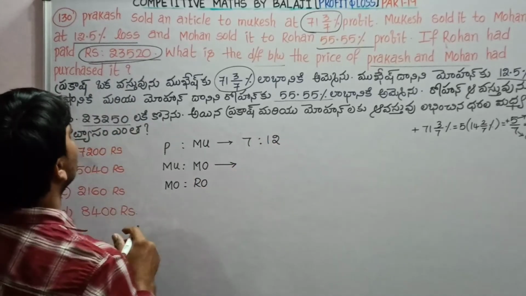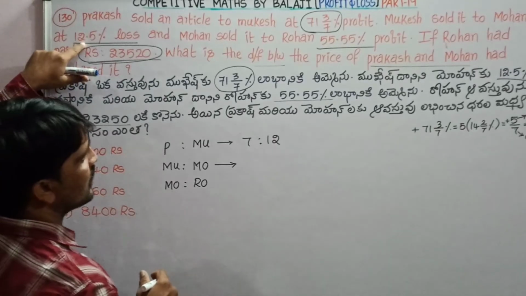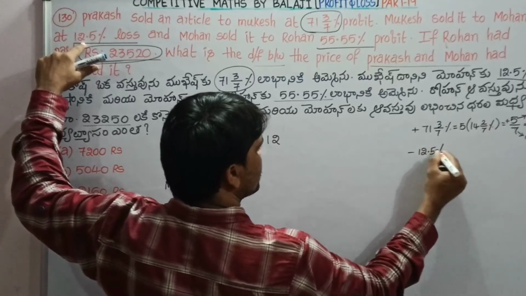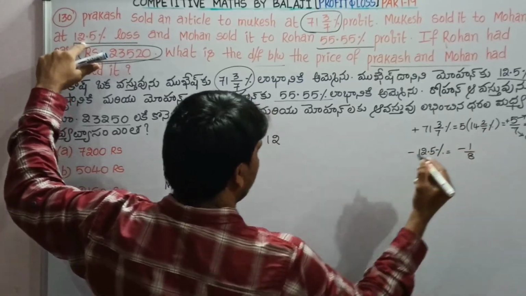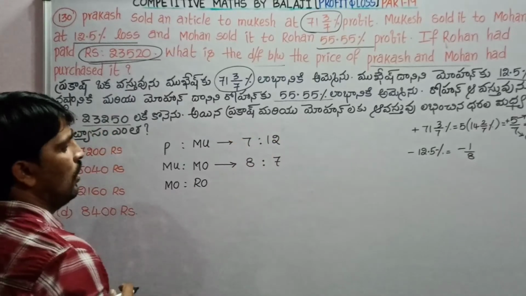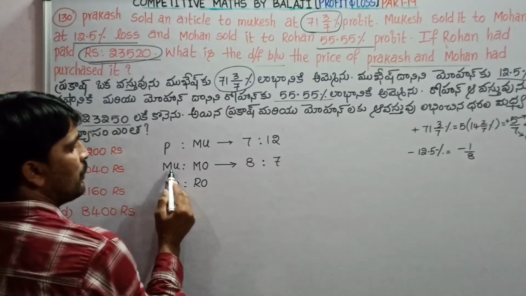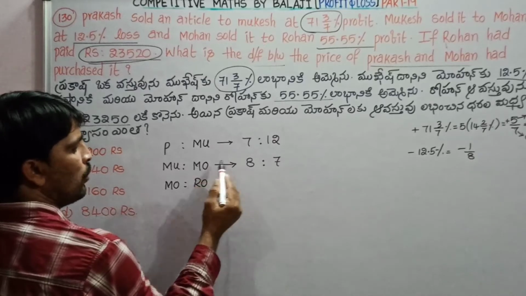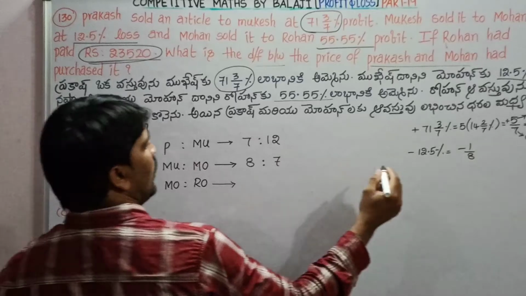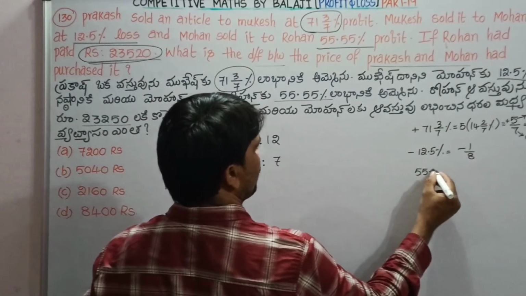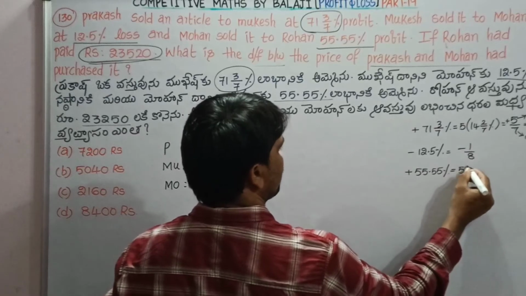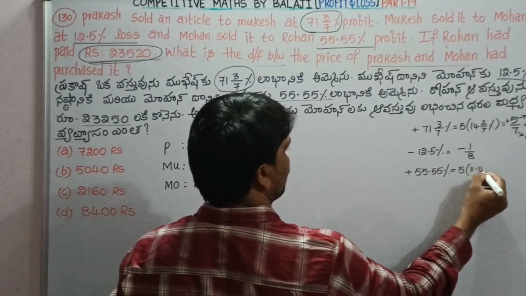And Mukesh sold it at 12.5% loss to Mohan. 12.5% fraction value is 1 by 8. That is 8:7. Cost price of the article for Mukesh is 8 units, for Mohan is 7 units. Similarly, Mohan sold it at a profit of 55.55%. It can be expressed as 5 times of 11.11%.